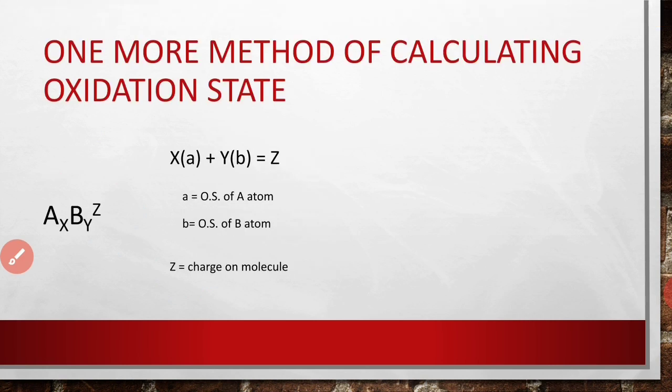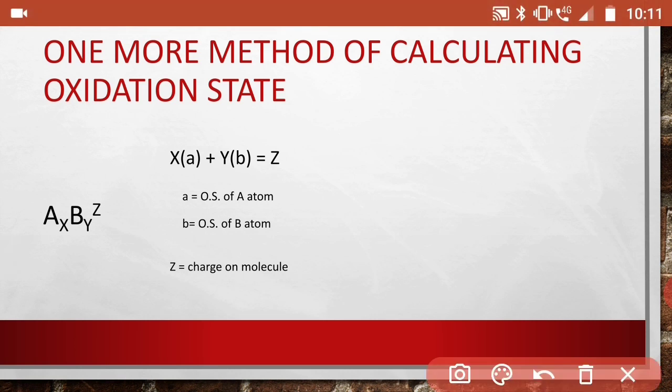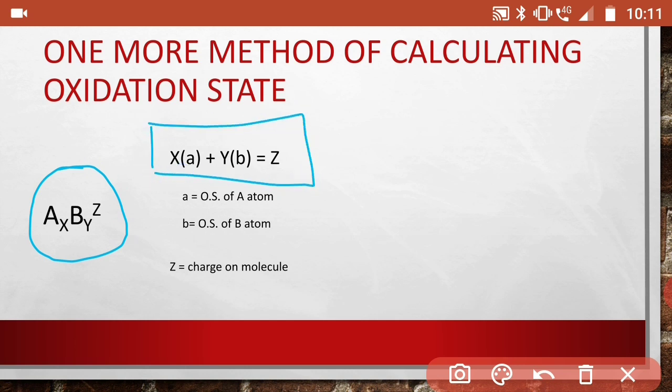Next, one more method for calculating oxidation state is xA plus yB equals z. Here we assume a molecule AxBy, where x is the number of A and y is the number of B atoms. A denotes the oxidation state of A atom and B denotes the oxidation state of B atom, and z is the charge on the molecule, and the overall formula is this. Okay, we will apply this formula in a few examples ahead.